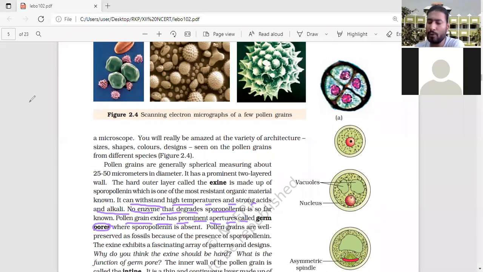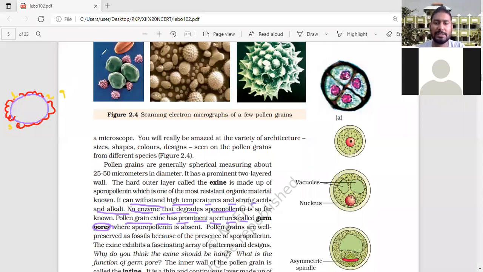That is called the germpore. Suppose I'm drawing the structure. This is the pollen grain. Everywhere, look here, this structure is formed, but in some places this structure is not present. That means they have how many pores? They have 3 pores: pore number 1, 2 and 3. So this pore is also known as the germ pore.